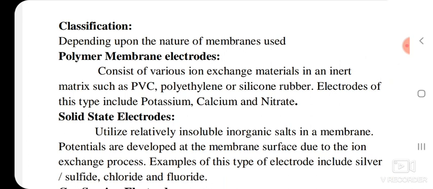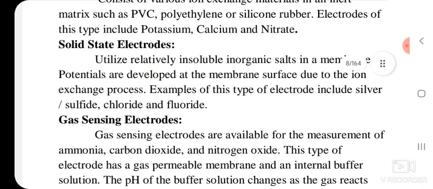Classification. Depending upon the nature of membranes used, polymer membrane electrodes consist of various ion exchange materials in an inert matrix such as PVC, polyethylene, or silicon rubber. Electrodes of this type include potassium, calcium, and nitrate. Solid state electrodes utilize relatively insoluble inorganic salts in a membrane. Potentials are developed at the membrane surface due to the ion exchange process. Examples of this type of electrode include silver sulfide, chloride, and fluoride.